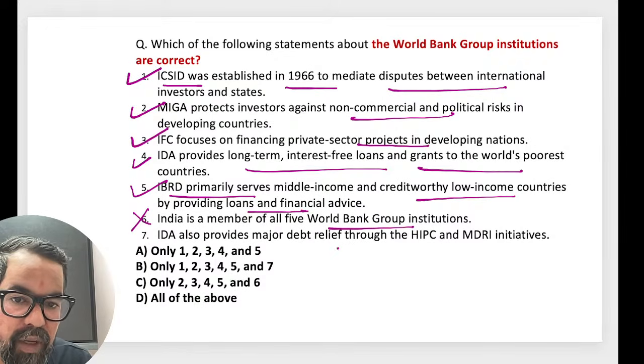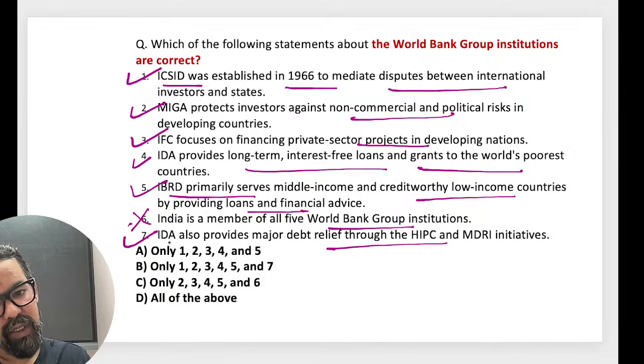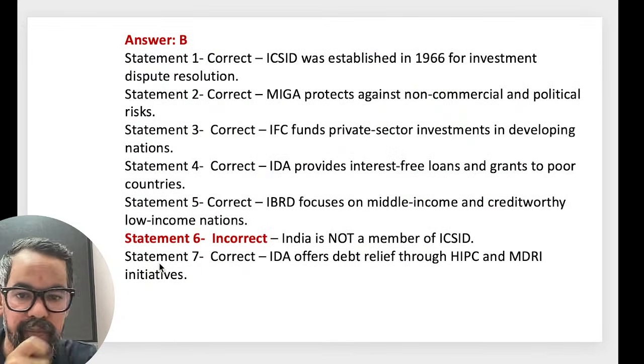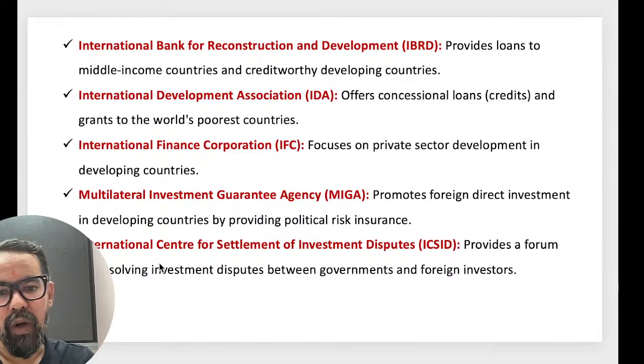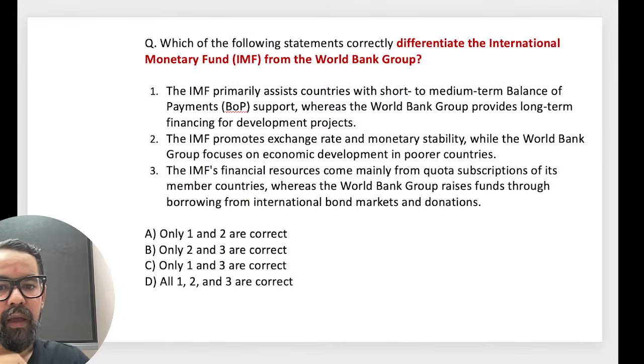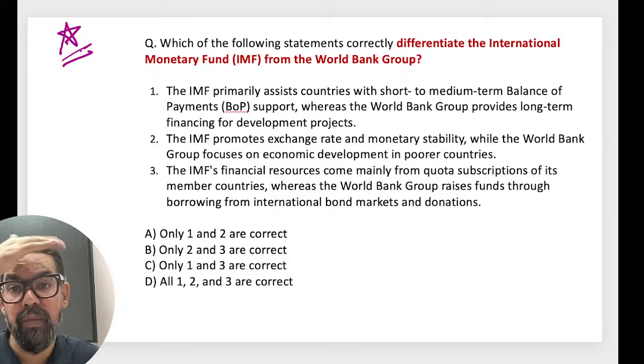IDA also provides major debt relief under such initiatives. Yes. So B should be the right answer for this one. Alright, please go through this once. That will help you. Questions from this topic get asked many times: the differences between World Bank and IMF.